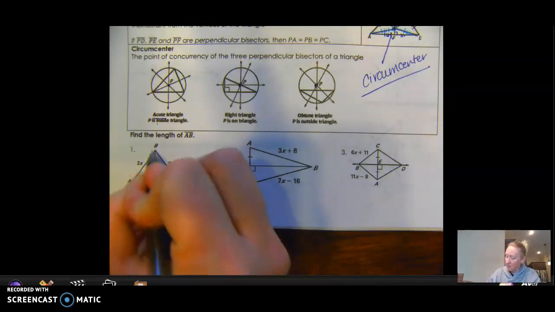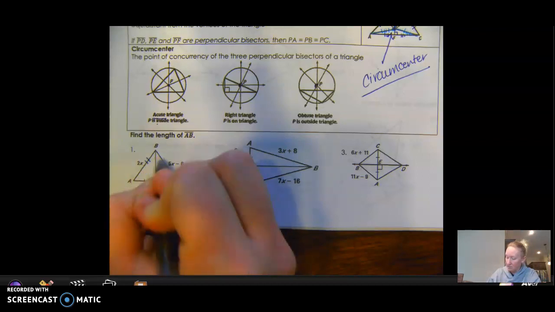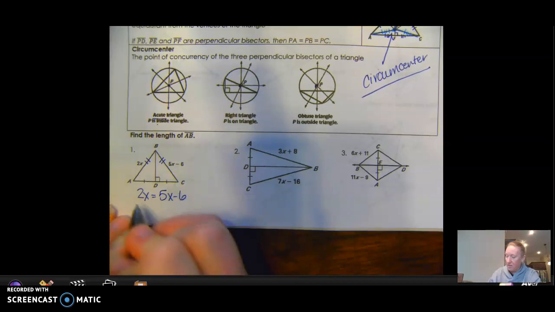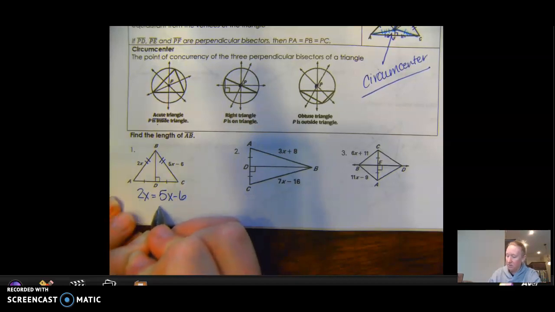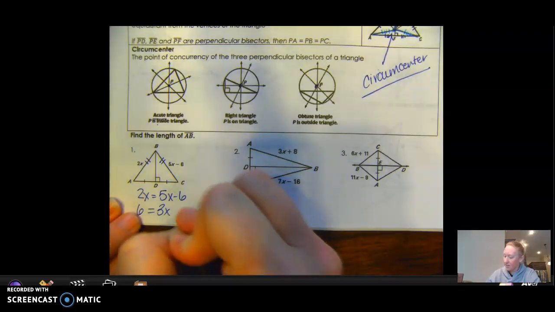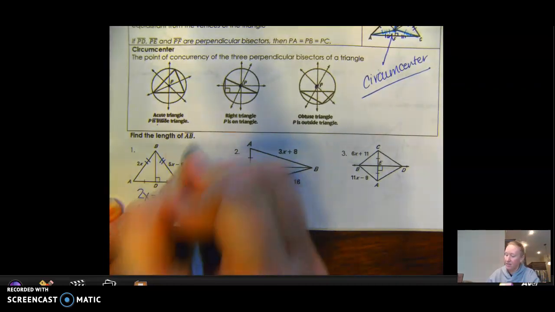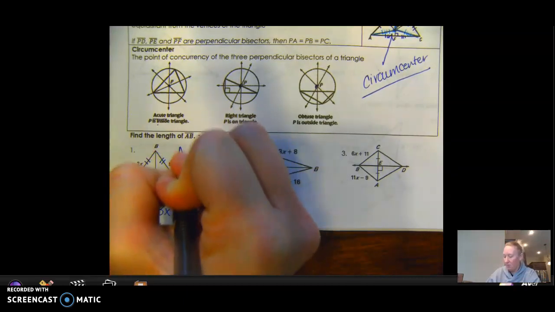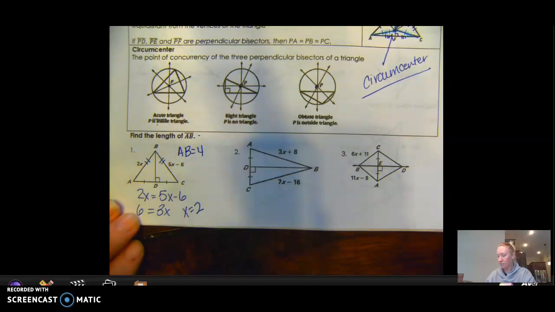Okay, so number 1, this is a perpendicular bisector, so this piece equals this piece, so I'm just going to do 2x equals 5x minus 6. I'm going to subtract 2x from both sides, so I get 3x, and I'm going to add 6 to both sides, so I get 6. So I get x equals 2, but they actually want me to find AB. So AB is 2 times 2, so AB equals 4 here.